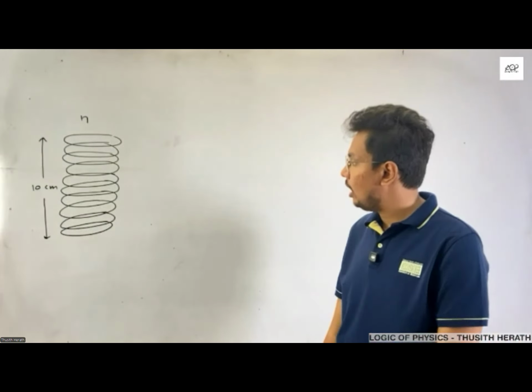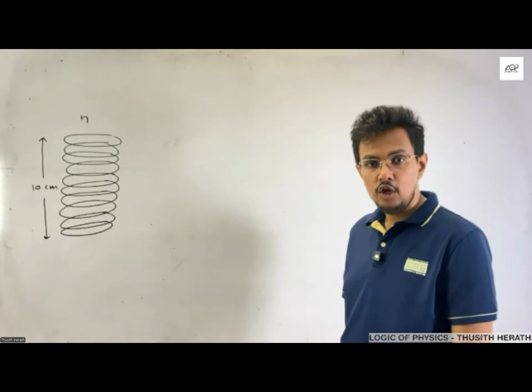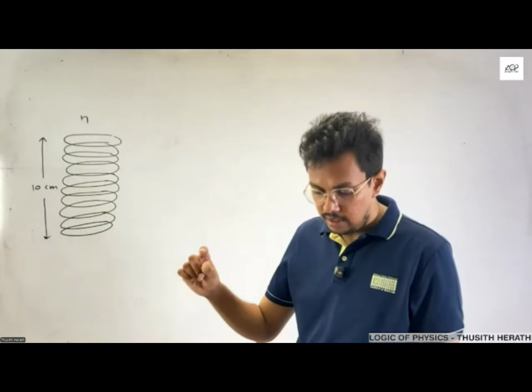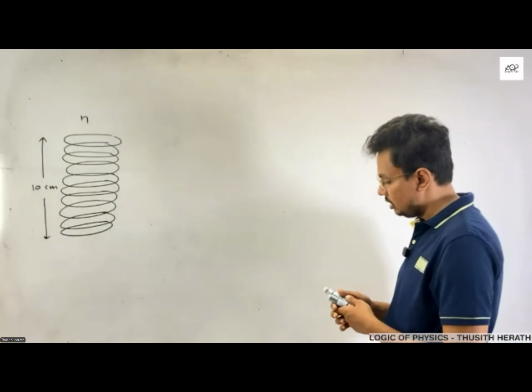So how many coins will you need for this? For that part, they are giving the approximate thickness as 5 millimeters. Approximate thickness is 5 millimeters.